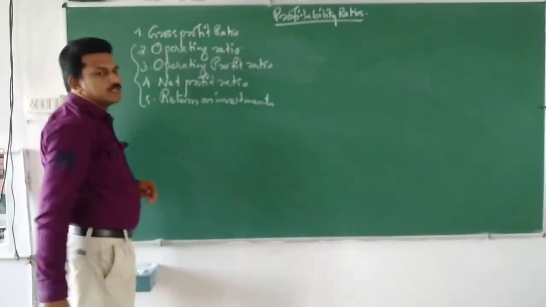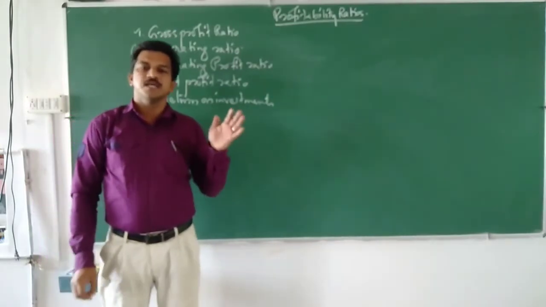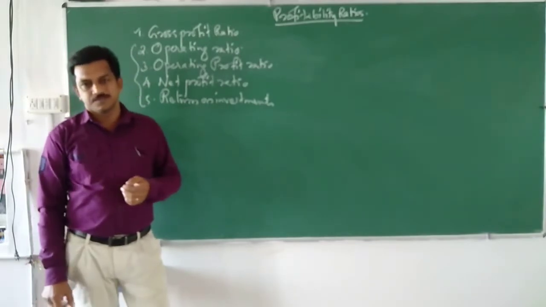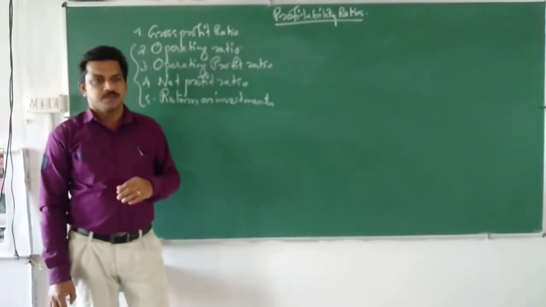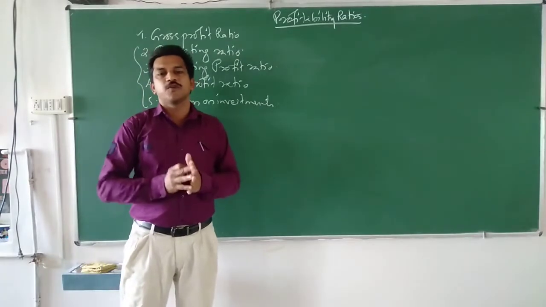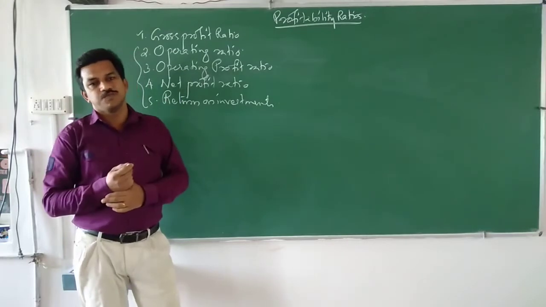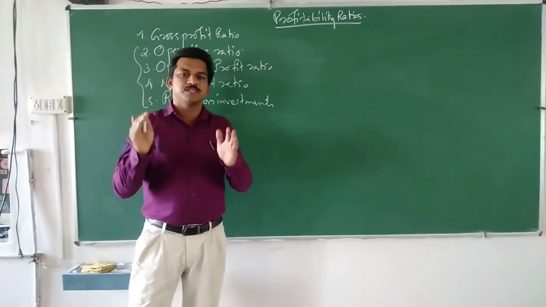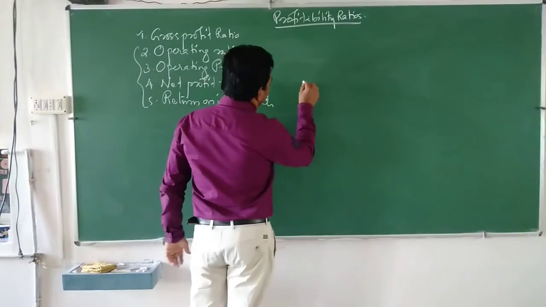Now let us discuss gross profit ratio. Gross profit ratio explains the proportion of profit on sales, or the proportion of gross profit on total sales. It explains the relationship between gross profit and sales. That means out of the sales, what is the percentage of gross profit? How much percentage of sales are we getting as gross profit? So this ratio can be shown like this.